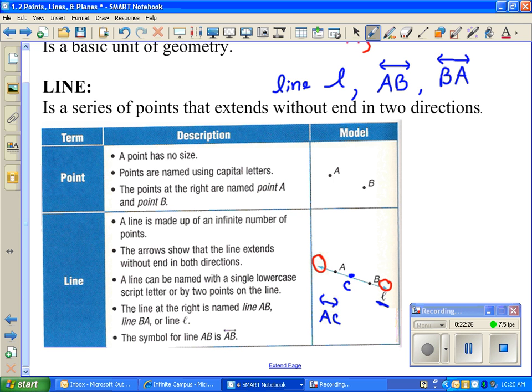And you could use the word line AB, line B to A. I don't really care. This just saves you time. This is the one that I would use, if I preferred to, because it's shorter.